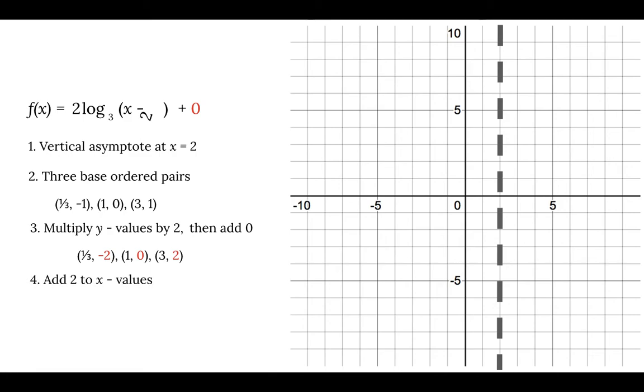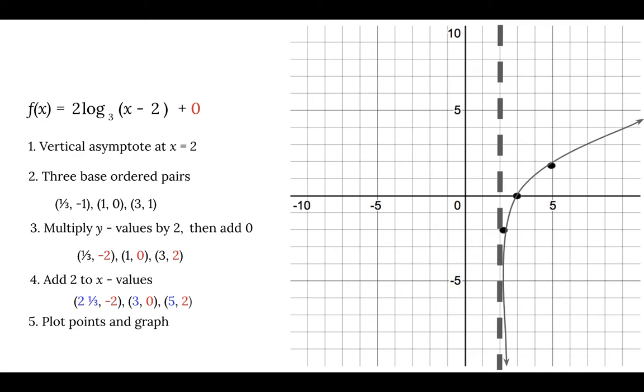Step 4, add 2, add the opposite of the h value to the x values. So each one of those x values that I have in there will have a plus 2 to it, and I get new ordered pairs of 2 and 1/3, comma negative 2; 3, comma 0; 5, comma 2. Those are the three ordered pairs that I will plot. Once I get them plotted, then I can draw my graph, and there's your final graph for 2 times the log base 3 of x minus 2.